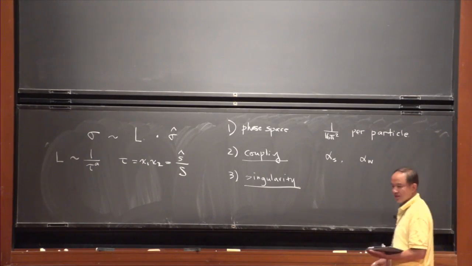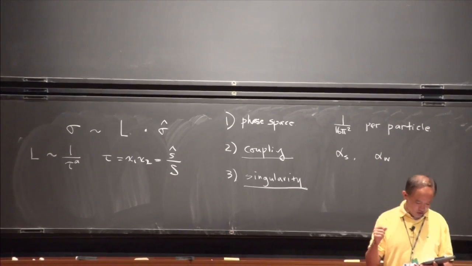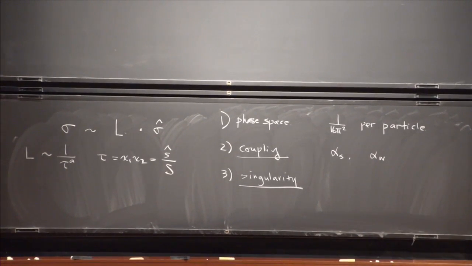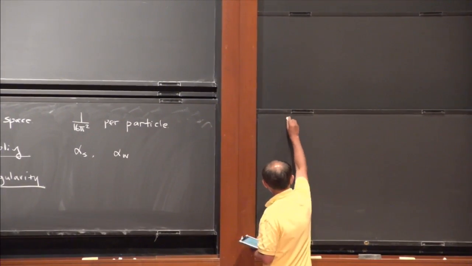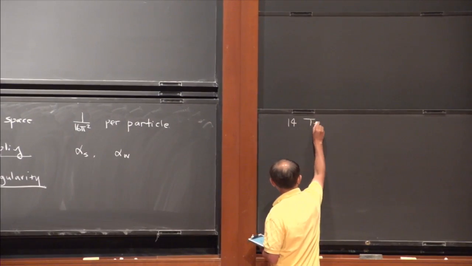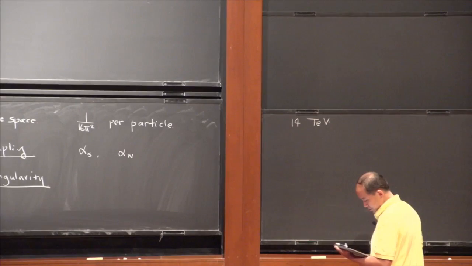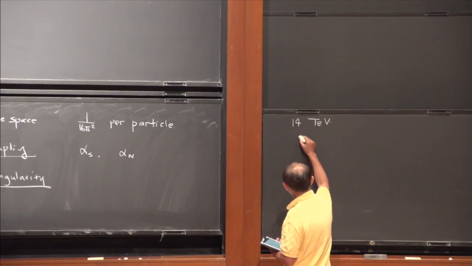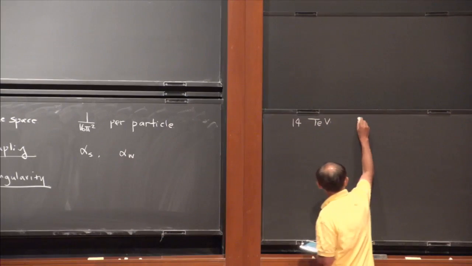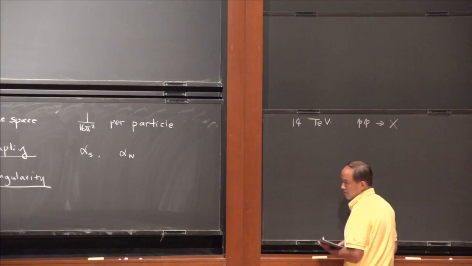Let's try to see. First, let's start with the standard model rate, the production rate of the particles that we know are there. So let me write it here because it's probably useful later. So for 14 TeV, there are many standard model processes. Let's talk about some of them. It's pp to something, right?